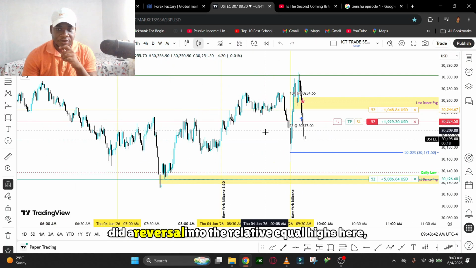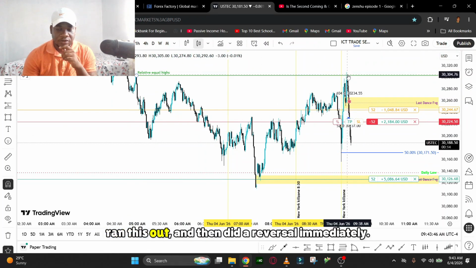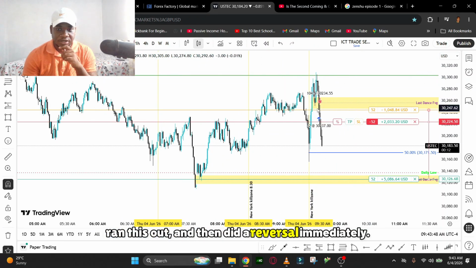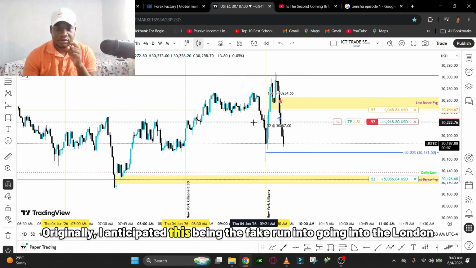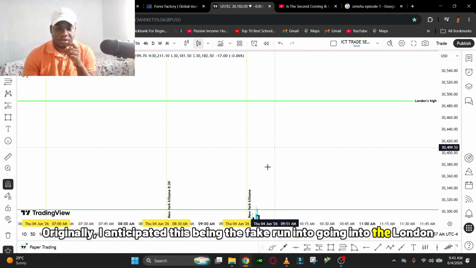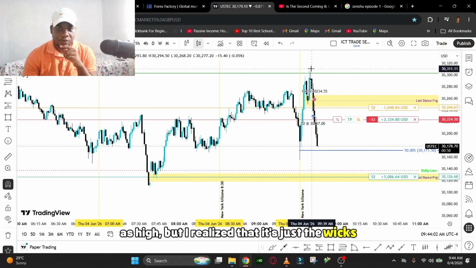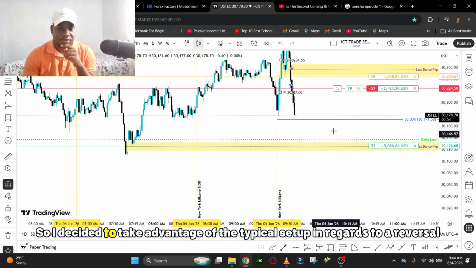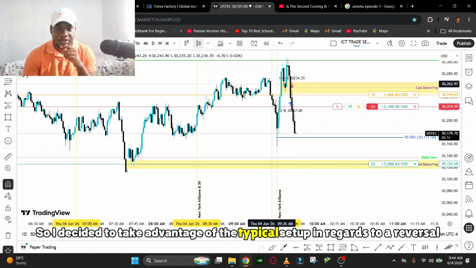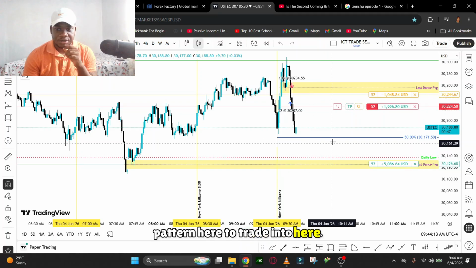did a reversal into the relative equal highs here, ran this out, and then did a reversal immediately. Originally, I anticipated this being the fake run going into the London high, but I realized that it's just the wicks that did the damage and it was an immediate reversal. So I decided to take advantage of the typical setup in regards to a reversal pattern here to trade into here.